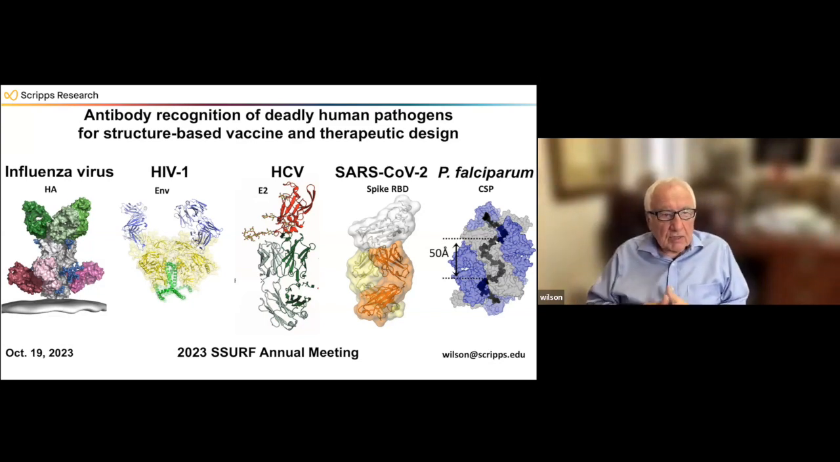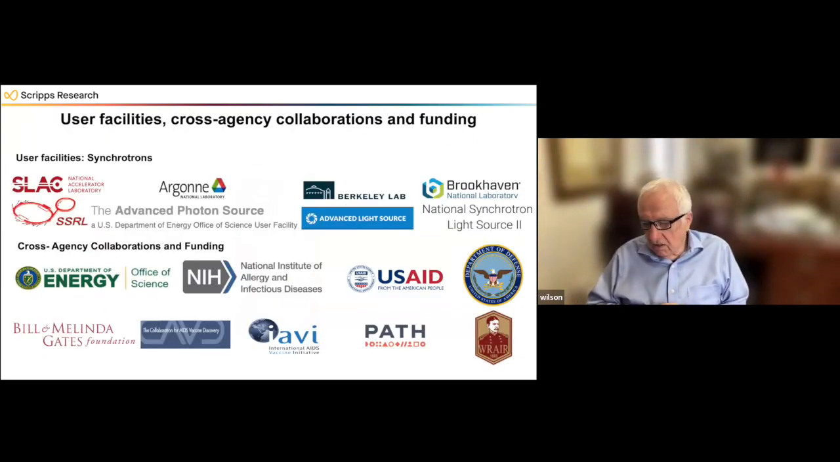So as you heard about in the previous talk from Linda, we've got amazing national facilities, and we've got these synchrotrons, and we use all of them in our work. We couldn't do our work without all of these facilities. So we've got SLAC, SSRL, Argonne, the APS, Berkeley Advanced Light Source, Brookhaven, and the National Light Source. And we sort of go to all of these to collect data.